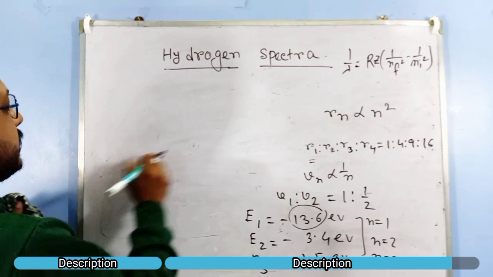And E3, as the gap shrinks, E3 equals minus 1.5 eV, and then the levels are closely spaced as we go to the upper levels. This is n equal to 3, and E4, for n equal to 4, is about minus 0.84 eV. E5 equals minus 0.56 eV, and so on. This is the energy level diagram.